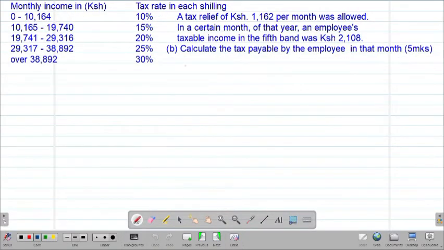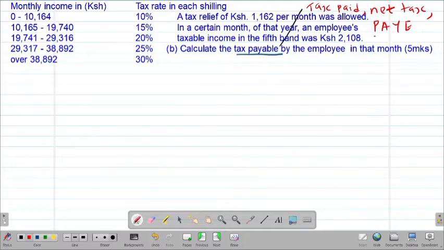B, we are told to calculate the tax payable by this particular employee in that month. Remember, another term for tax payable is the tax paid, the tax that was paid, or we can also call it the net tax. Another term is the PAYE. So the tax payable, net tax, or the tax paid, it simply means the same thing.